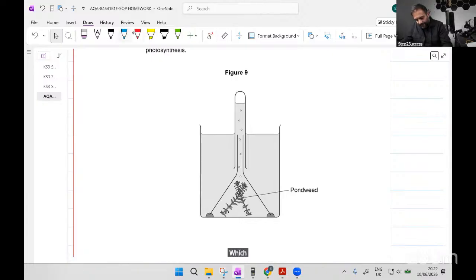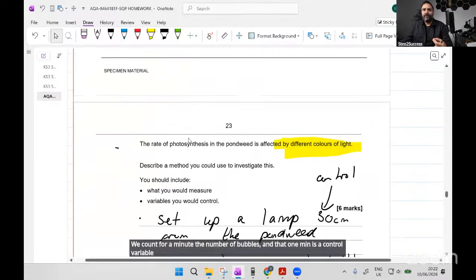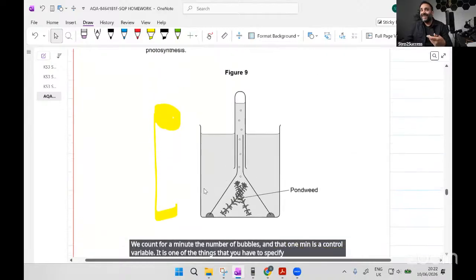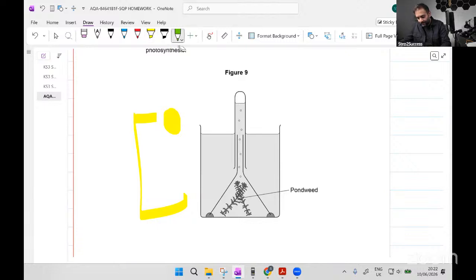What we need to do is set up a lamp, just like before, and we count for a minute the number of bubbles. And that 1 minute is a control variable. It is one of the things that you have to specify that you control. It needs to be the same amount of time each time. So you do that for a minute, count the number of bubbles produced with yellow light, let's say. Then change the color of the light and do the same thing again.